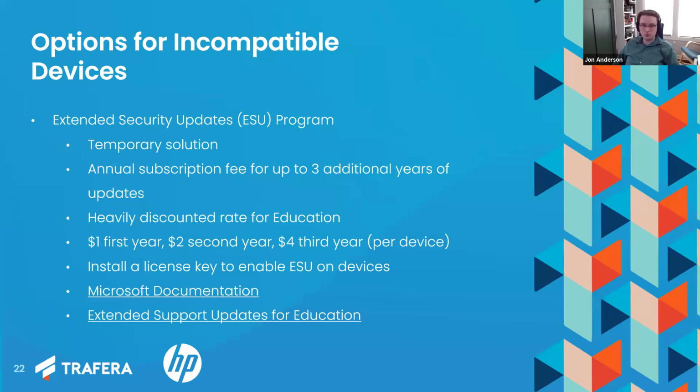The first year, it's $1 per device, $2 for the second year, and $4 a device for the third year. When you purchase the licenses, you'll get a key that you install on those devices, and then that enables those devices to continue receiving Windows 10 updates for however long that key is good for, up to 3 years. And again, I've included links to the Microsoft documentation that talks more about that program if it's something you're interested in.